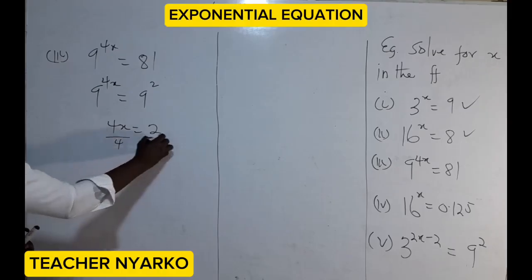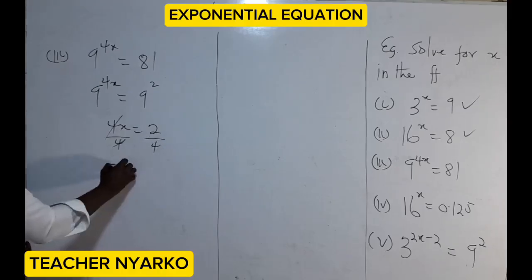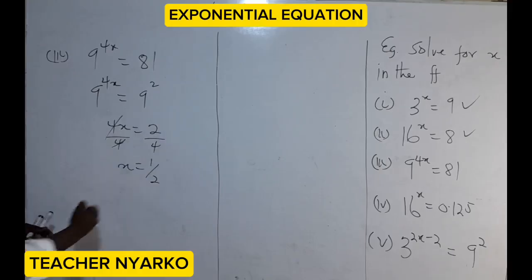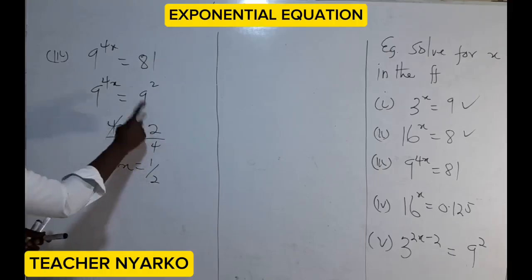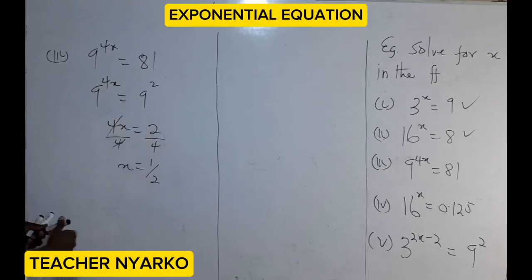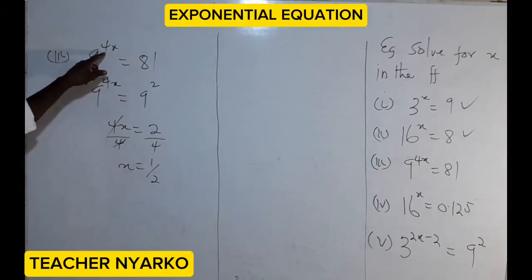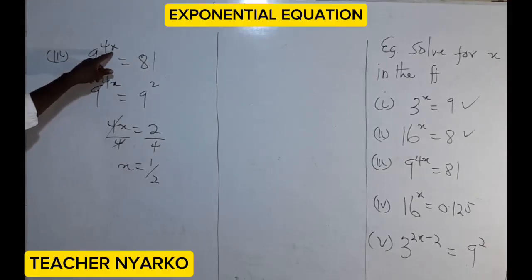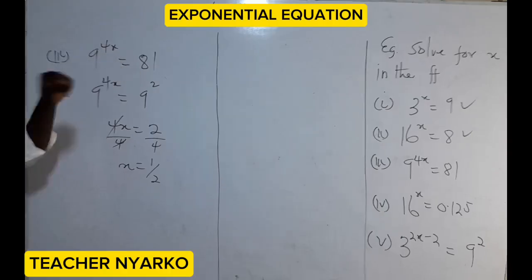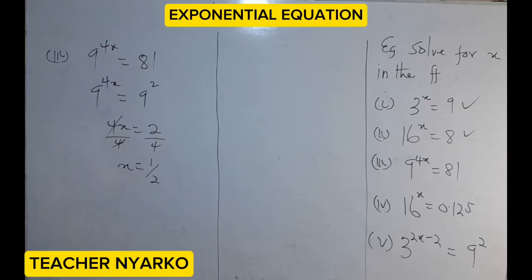We divide here by 4. Divide here by 4. This is gone, and x will be equal to 1 on 2. That is half, because 2 goes into 2, 1, and 2 goes into 4, 2. So x is equal to half. And do you know that when x is half, 4x should be 4 times half, and 4 times half is 2. So we have 9 squared, and 9 squared is 81. Are you getting that? Yes. So you need to understand that.